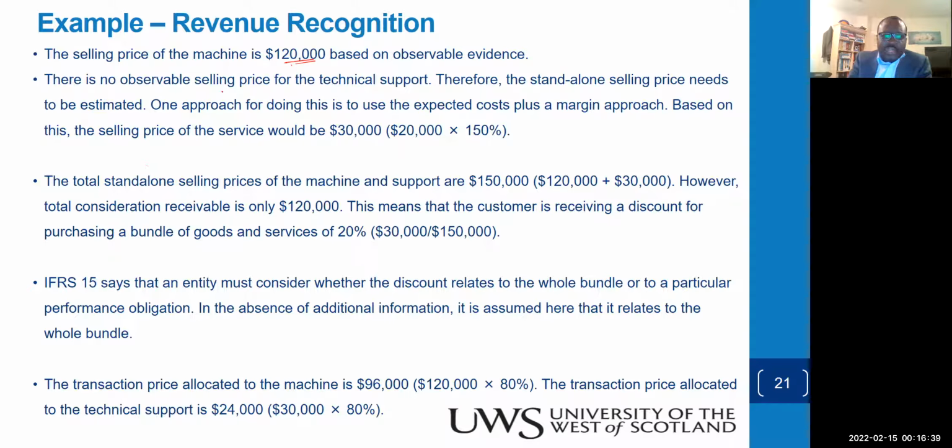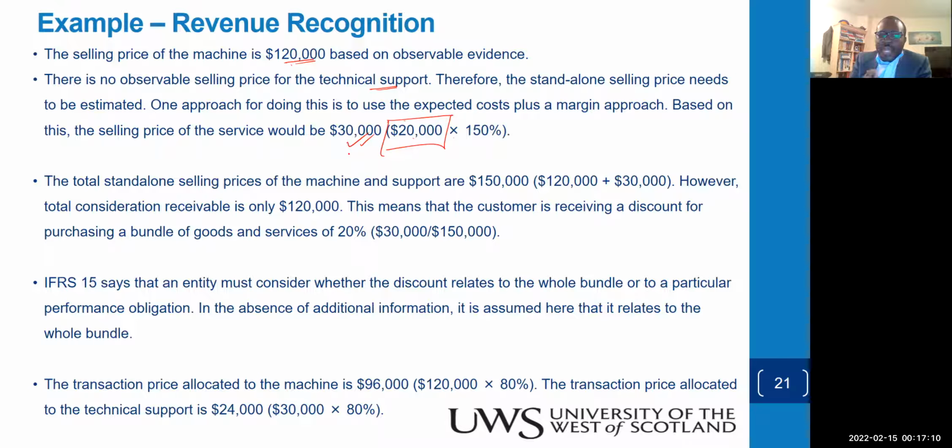Now there is no observable price for the technical support. We said it is infused within the sale of the machine. So therefore, the standalone selling price needs to be estimated. And we estimated that in reality, it would have been 20. Other services would have been 20,000. So if we apply the 50% markup to it, it will give us 10,000, plus the 20,000 gives us our 30,000.